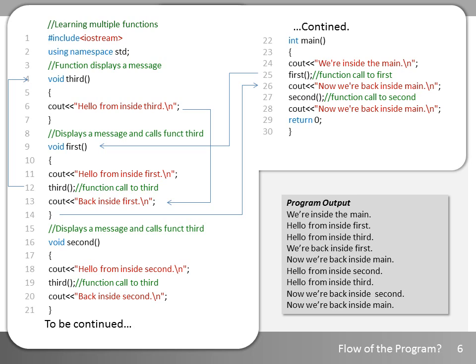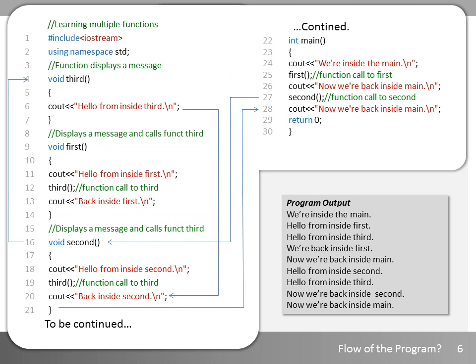We go back to where it was called inside the function first and continue to the following line of code and print out back inside first. This finishes the function first, and we go back to the main. Now there, the program prints, now we're back inside the main. Next step, we're going to execute function call second.